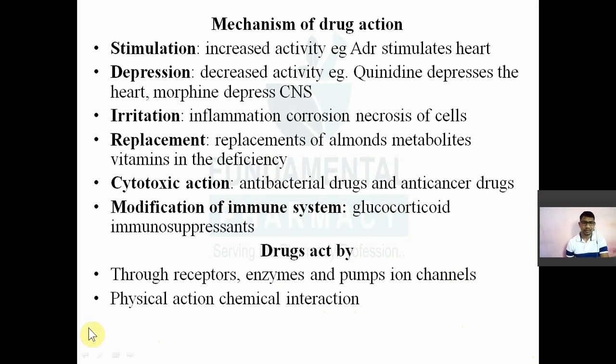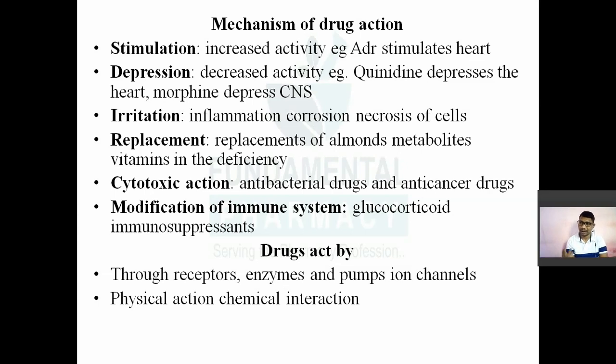Or a drug may exert a physical action directly or a chemical action. For example, physical action means adsorption. If you have consumed any toxin or poison, or suppose you have accidentally consumed alkaloids, so you are suffering from alkaloidal poisoning, in that case we use activated charcoal. Activated charcoal will adsorb the unabsorbed toxin or alkaloids from the stomach. So activated charcoal can be called a drug, and it exerts its action by a physical action, that is adsorption.